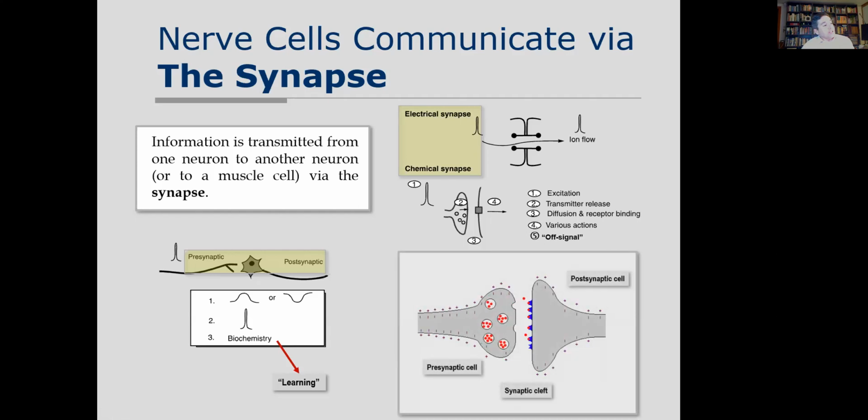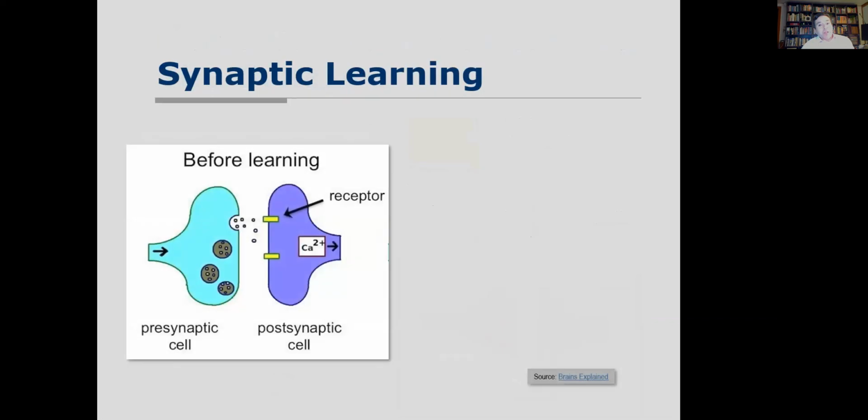So this is an example. You can see it's now negative here in the presynaptic cell. It suddenly goes positive, then causes the transmitter to release, binds to the receptor, and then you see the action in the postsynaptic cell. So these connections are related to learning, and the strengthening of these connections through these biochemical changes in the postsynaptic cell are related to learning. So let's zoom in on this synapse. We call this synaptic learning.